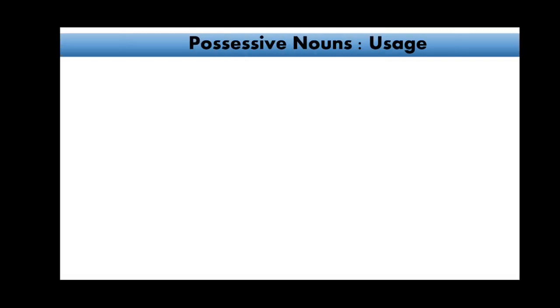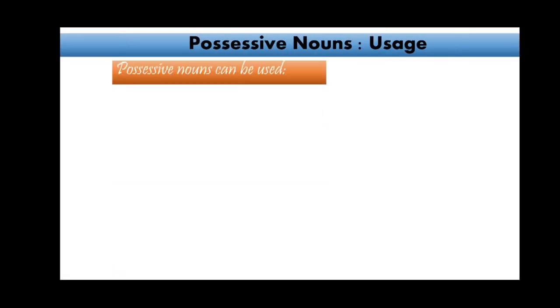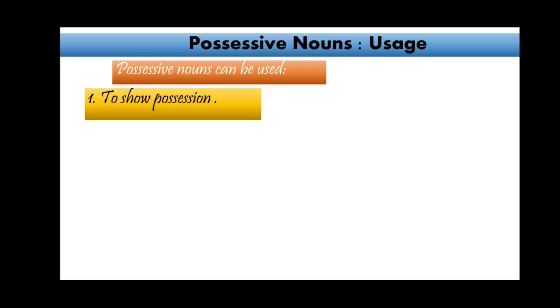Here we are going to read about the usage, where we are going to use possessive noun. Possessive noun can be used in which places? Children, you need to remember there are 6 places where possessive nouns can be used. Let's see the first one. When we want to show a possession, suppose you are having a phone, you may say the name of the person's phone. Let's have a look at the example.